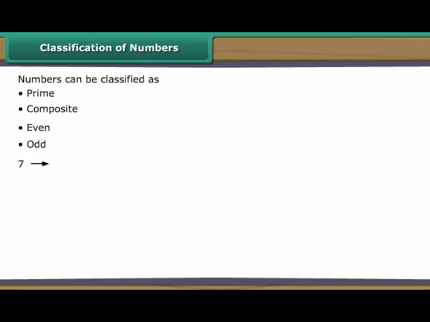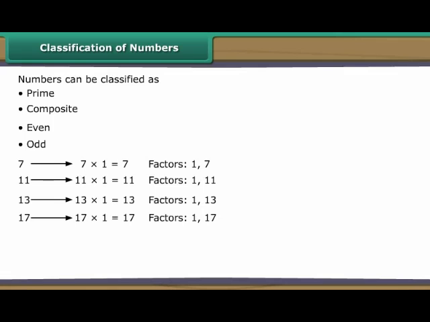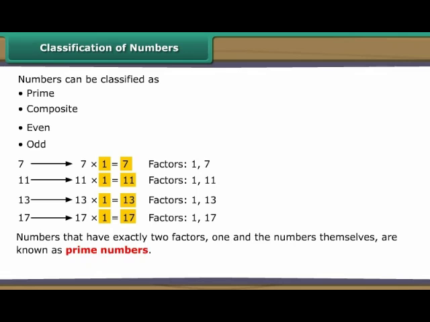Classification of numbers. Numbers can be classified as prime, composite, even, and odd. Let us look at them one by one. Consider the number 7. Let us list out its factors. Let us look at some more numbers and their factors. What is common among these numbers? All these numbers have only 2 factors, 1 and the numbers themselves. Numbers that have exactly 2 factors, 1 and the numbers themselves, are known as prime numbers.